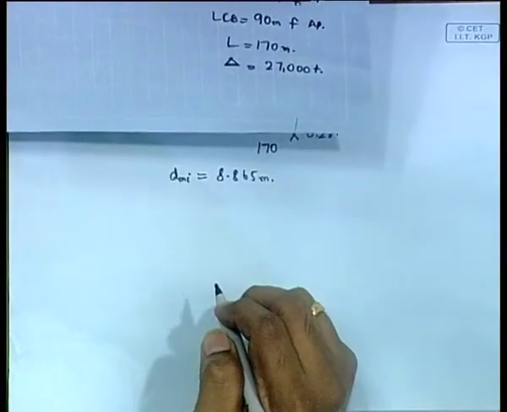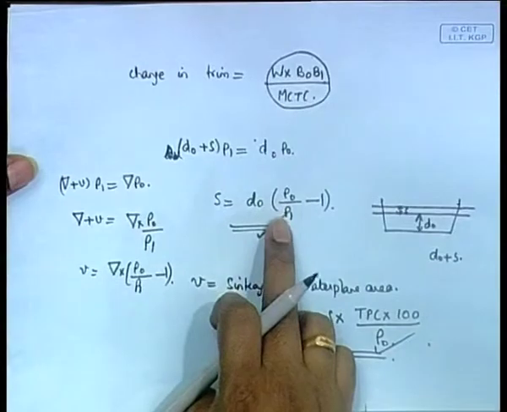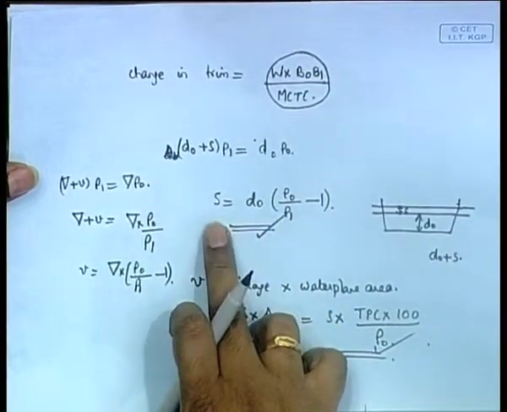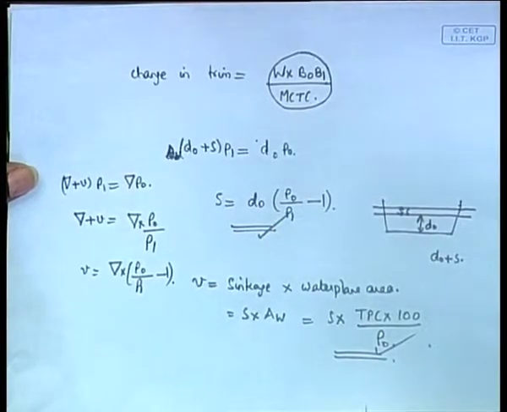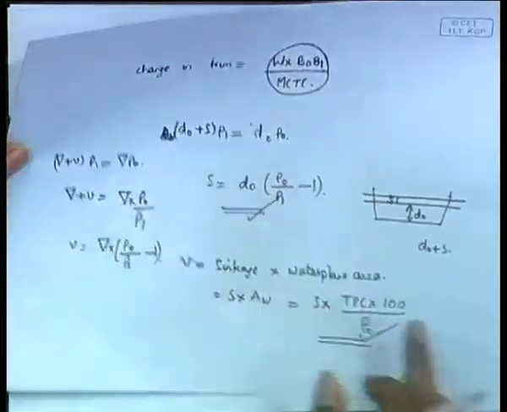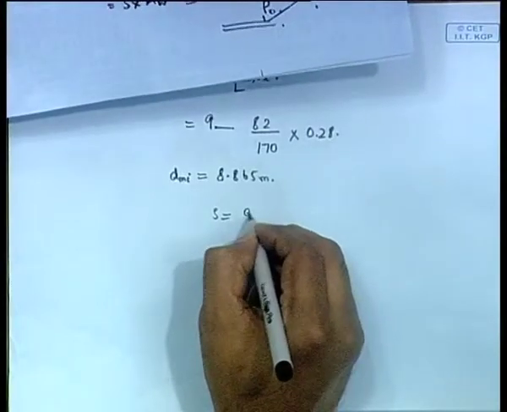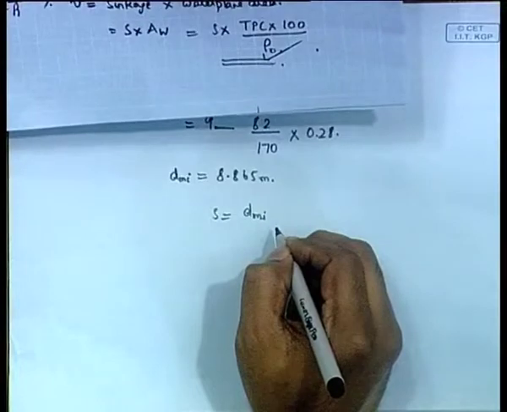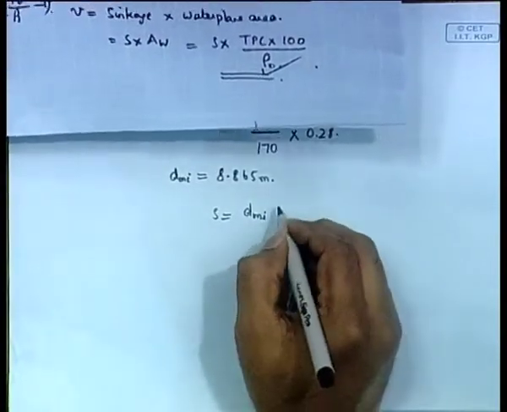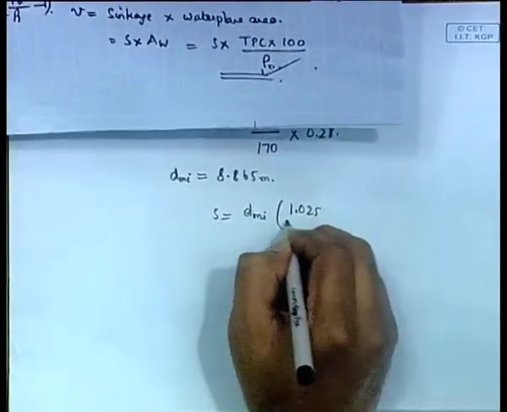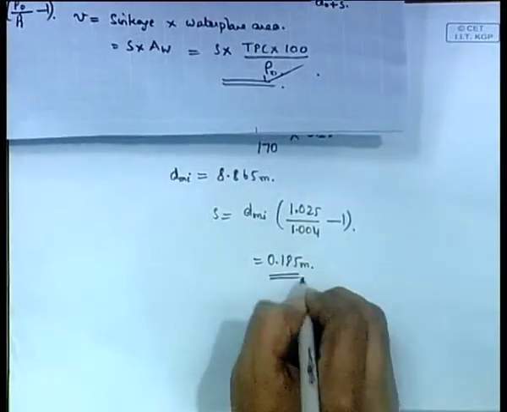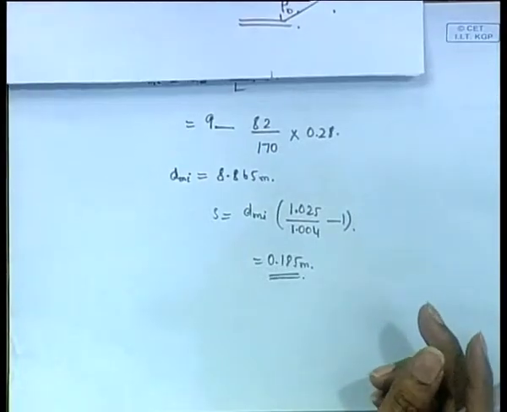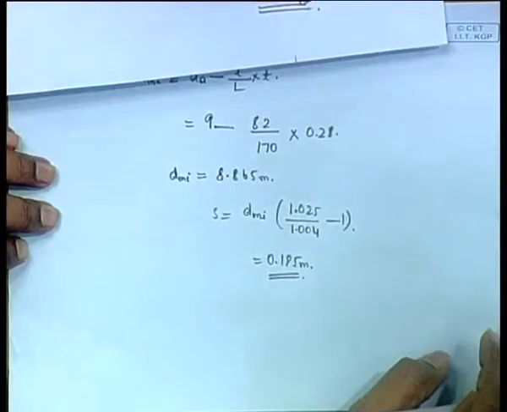Since you know the change in density, meaning you know the initial and final densities, you can directly find this S from this formula. You know D0 initially. Note that this D0 is the initial draft at the mean point, at the center of flotation. That's what we just calculated. Now we can directly calculate this S. S is equal to the initial mean draft into (1.025/1.004 minus 1). Therefore, it becomes about 0.185 meters. So this is the amount, 18 centimeters, by which your ship will sink; the mean draft will sink because of this change in density.